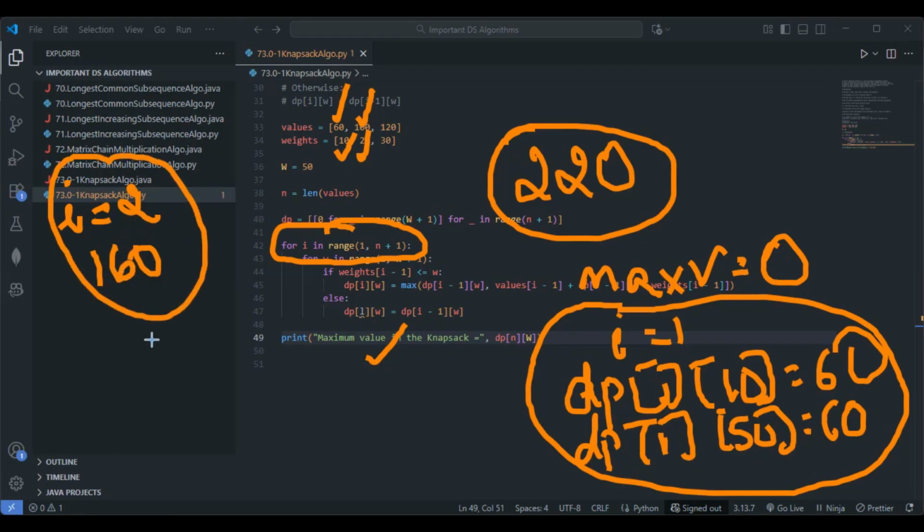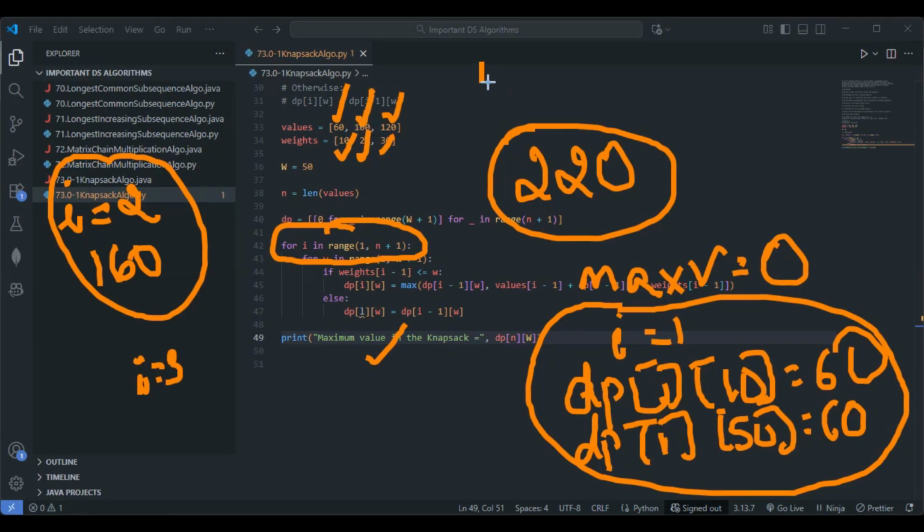Next, we'll be going with the third iteration when i equals 3. So item 3 with the value 120 and the weight 30, right? So the best combination at the capacity 50 is item 2 plus item 3.